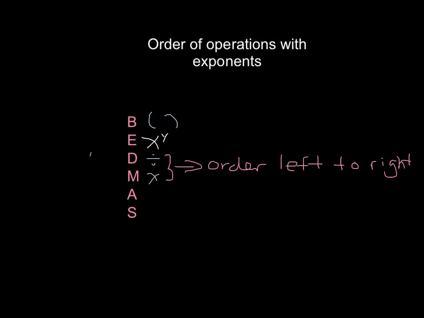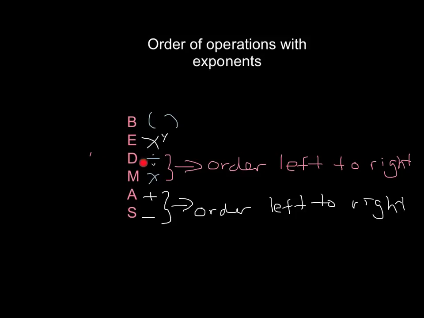And the same rule applies to the next two, which are addition and subtraction. Again, with addition and subtraction, it's the same thing, order from left to right, whichever appears first. So in order to do an operation, you always have to follow BEDMAS: brackets, exponents, division, multiplication, whichever one comes first from left to right, then addition and subtraction, again whichever one comes first from left to right.